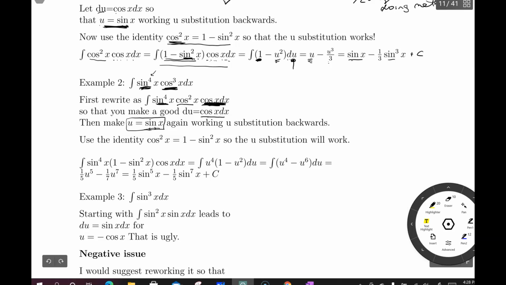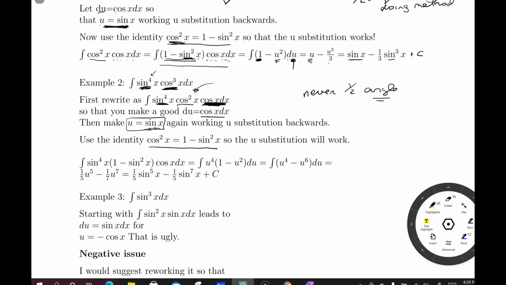This will be taken care of. That'll be du. So I just need to rewrite cosine squared. So again, never the half angle. Never the half angle. I see too many people fall into a pit and pull out the half angle. You'll get stuck. It doesn't work. You've got to use this identity.